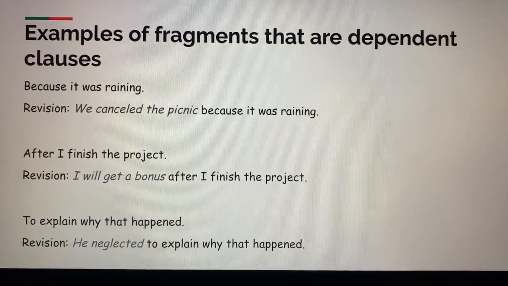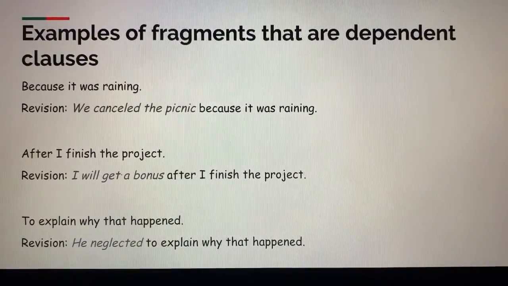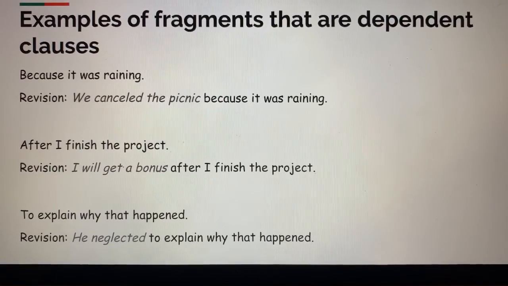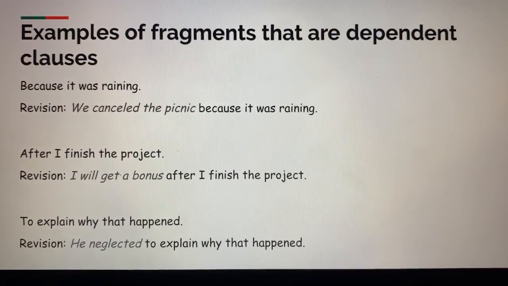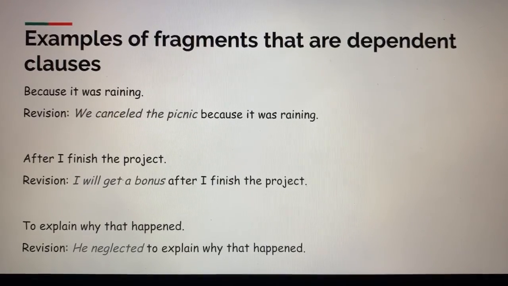Another fragment would be, to explain why that happened. This yet again could be a little tricky because it seems like it's complete and that it's right, but there's no context and we still need to add something to fix the fragment. So we would say, he neglected to explain why that happened.